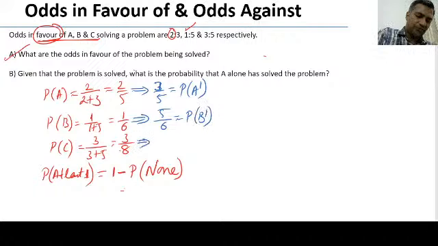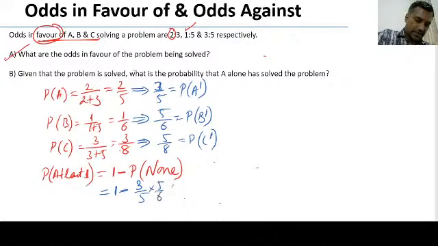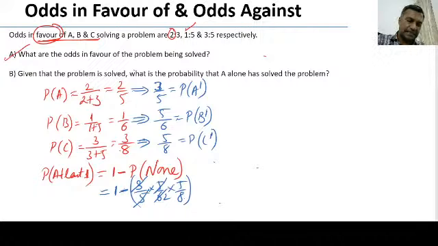What's the probability of C not solving the problem? 5 by 8. That's the probability of C not solving the problem. I use this here. Therefore, 1 minus A did not solve the problem, B did not solve the problem, and C did not solve the problem, right? That becomes my answer. Therefore 5 gets cancelled, this is 3 2 times. So you get 5 divided by 16, and 1 minus that is 11 divided by 16. Required answer is 11 divided by 16. That is the probability that the problem is solved, or 11 out of 16.